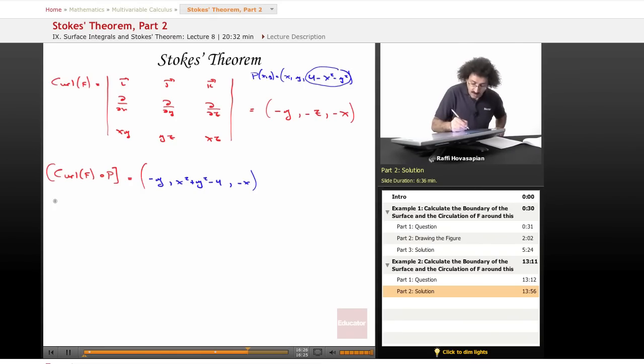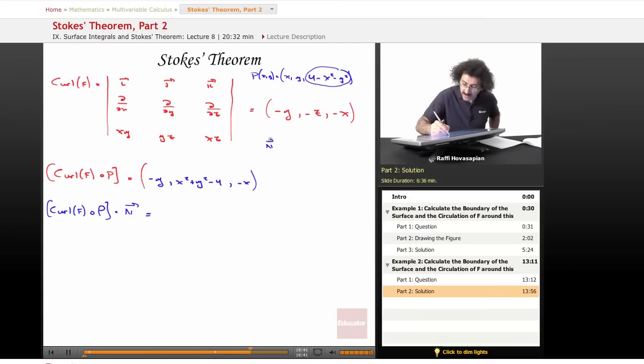Now we have to form the curl of F of p dotted with n. Let's remind ourselves what n is. n is equal to 2x, 2y, and 1. Now we take the dot product of this thing and this thing. When we do that, here's what we get. This times that is minus 2xy.